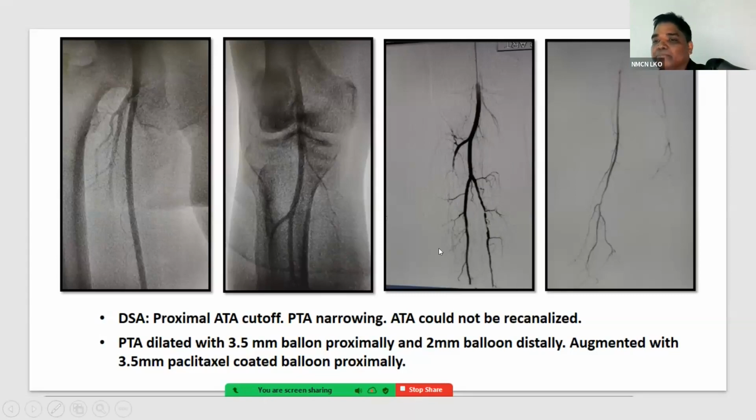We attempted to recanalize the anterior tibial artery, but it was not possible. So then we had to actually do a recanalization of the posterior tibial artery. We planned that we should at least recanalize the posterior tibial artery so that we can get some kind of collateral flow to the foot. So dilatation was again done by 3.5 mm balloon.